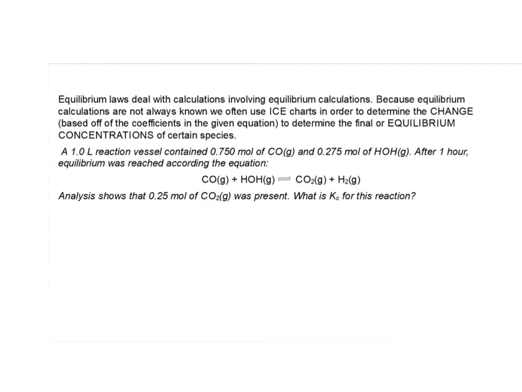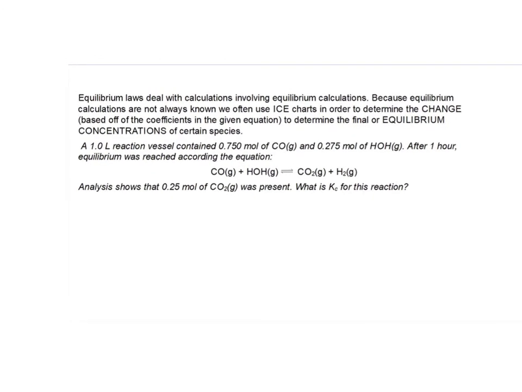Now here's a different question. And you'll see that there's some different information here. Now it tells us how much we contain, and then after 1 hour, equilibrium was reached. And it gives us an amount of 0.25 moles of CO2. When we do these equilibrium calculations, we need to deal with equilibrium concentrations. These are initial values, though. However, we can do that with a simple equilibrium calculation.